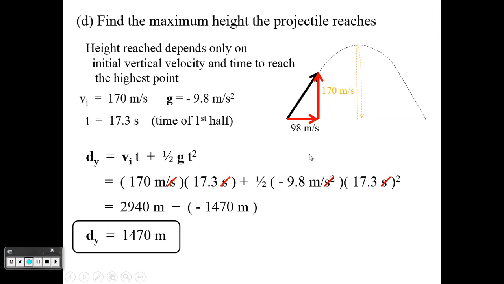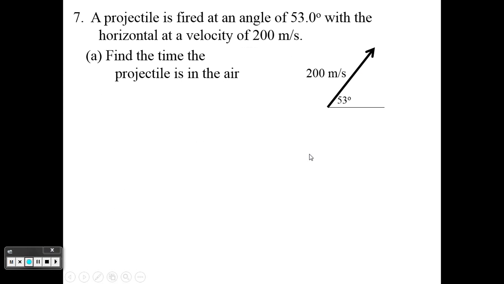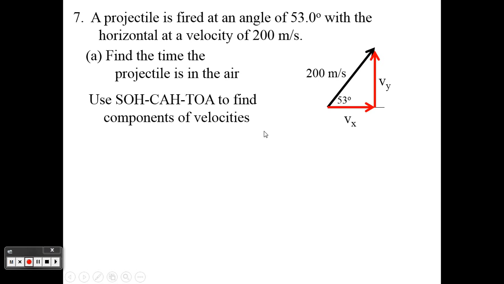All right. Let's move on to example number 7. A projectile is fired at a 53-degree angle with a velocity of 200 meters per second. Letter A. Find the time the projectile is in the air. In order to do that, we are going to need to find the components. The x component, and particularly the y component.